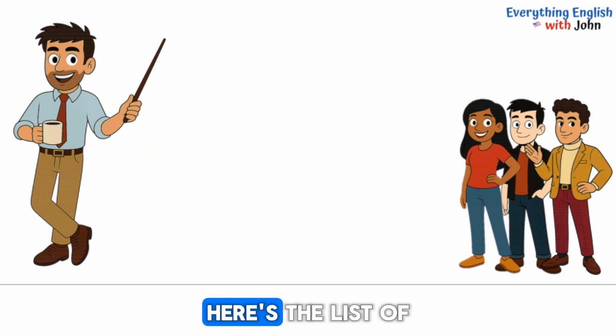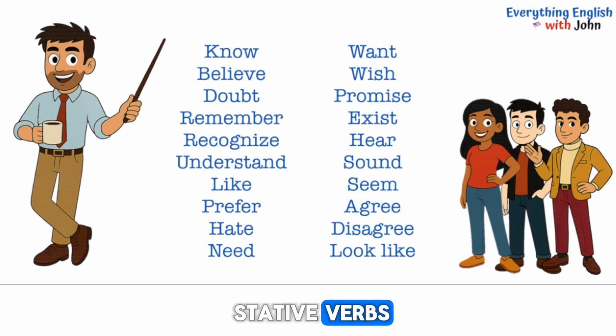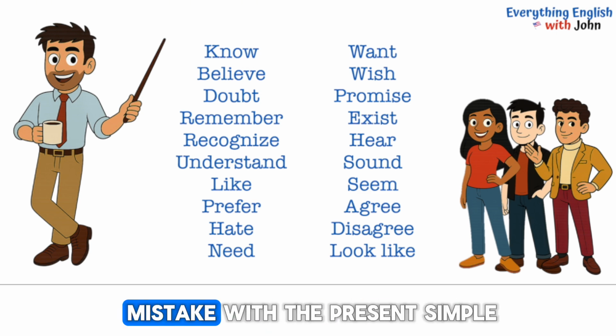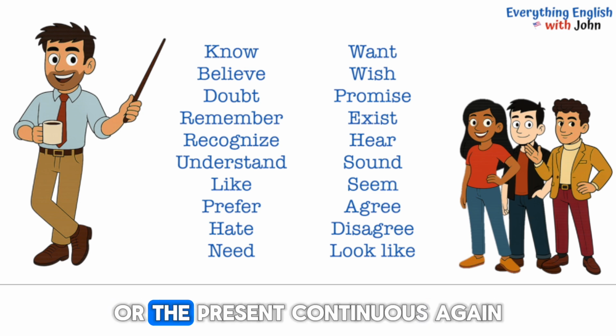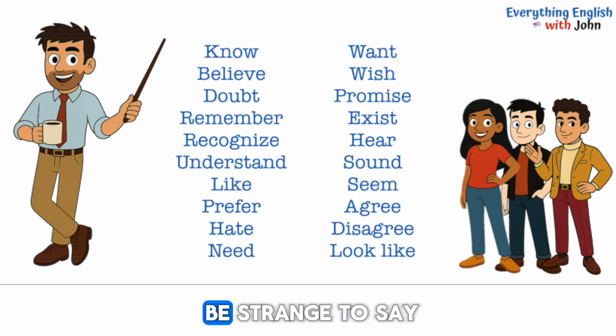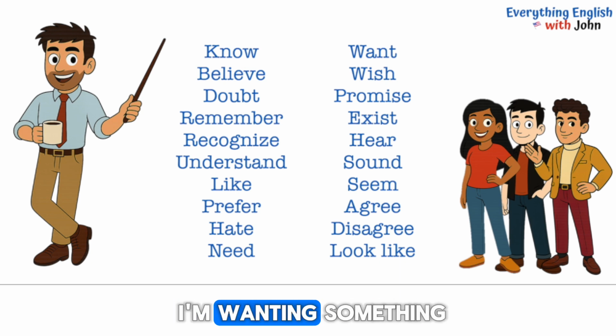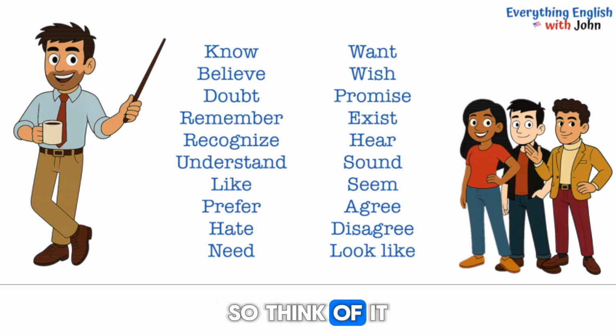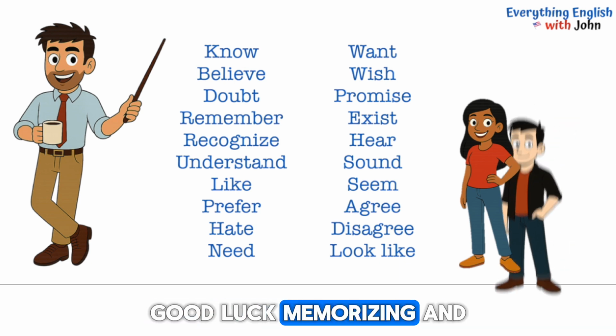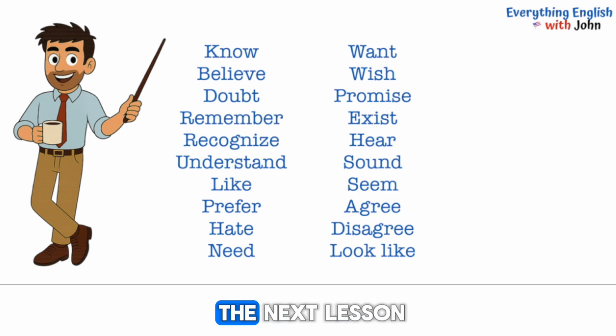One more time, here's the list of stative verbs. And if you memorize this list, you won't make another mistake with the present simple or the present continuous again. Just remember, it would be strange to say, I'm wanting something. So think of it like that. Good luck memorizing, and I'll see you in the next lesson.